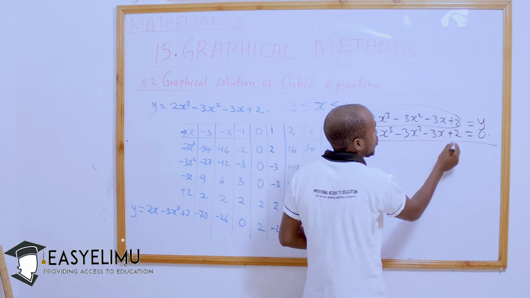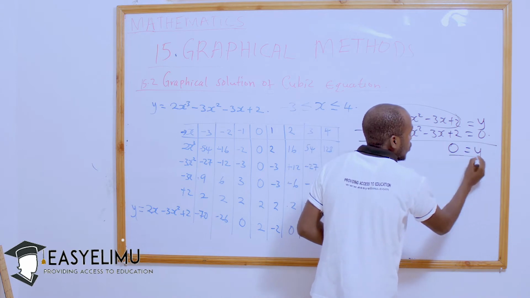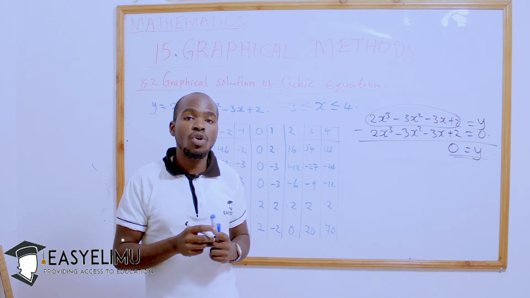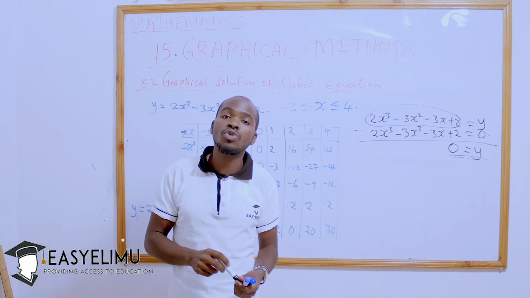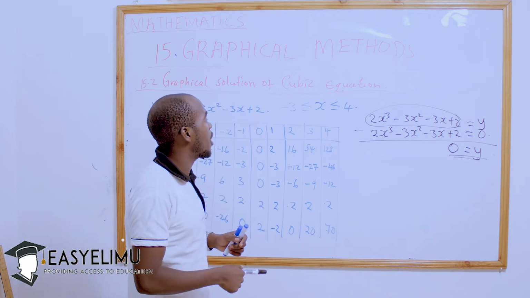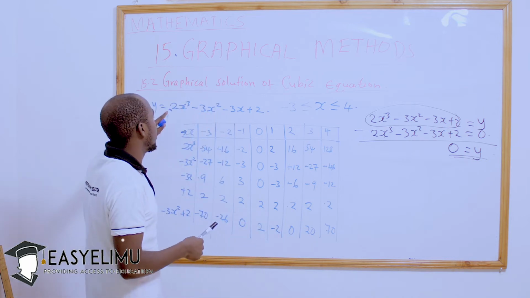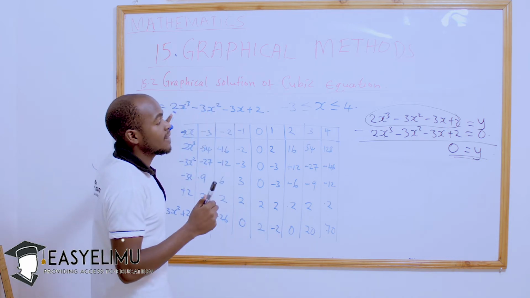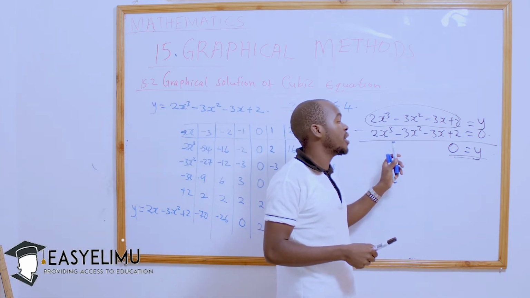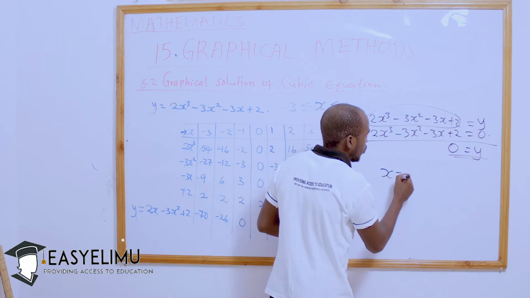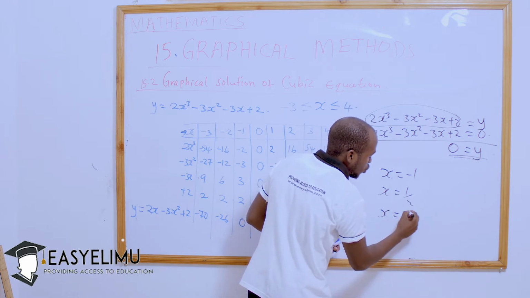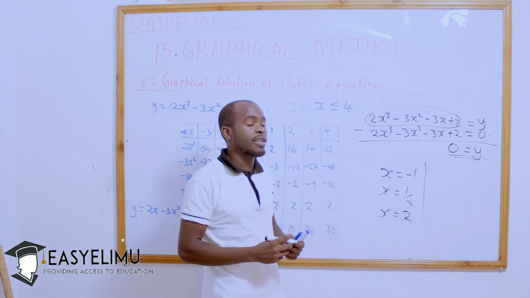So if you subtract, you're going to get 0 is equal to y. So you are going to draw a line of y is equal to 0, and the line of y is equal to 0 actually is the x-axis. So the values which we found as the solution of this given cubic function are still the same solution to this given equation. Meaning it will have x equals negative 1, x equals a half, and x equals 2. These are the values of that equation.